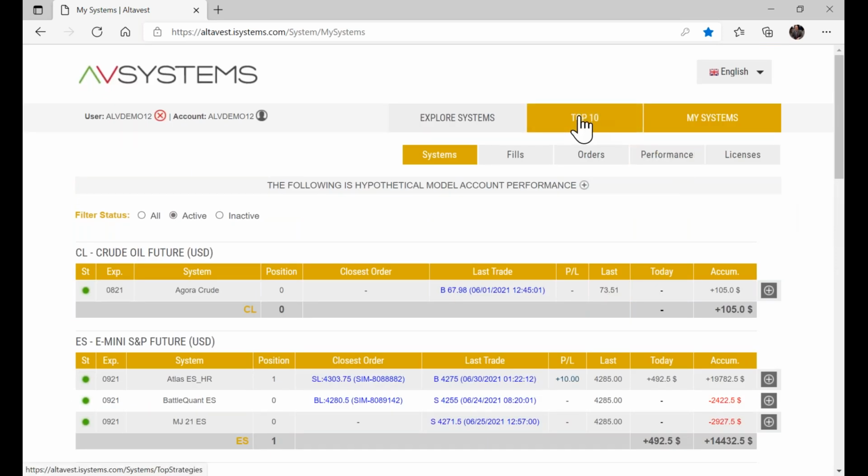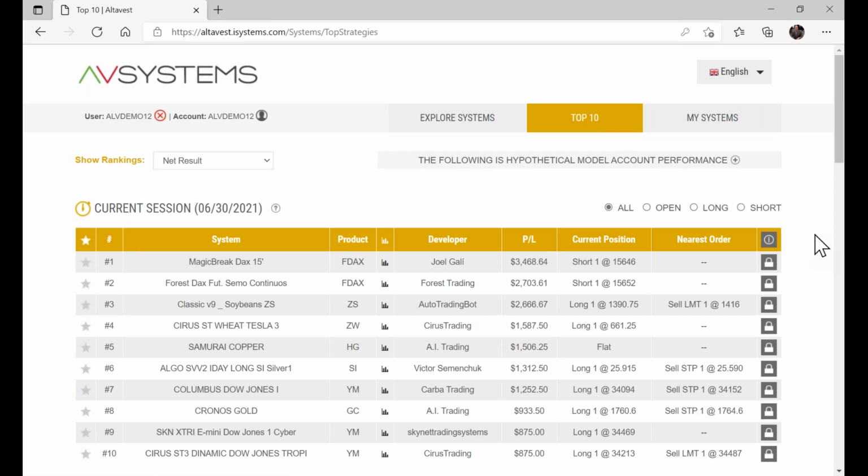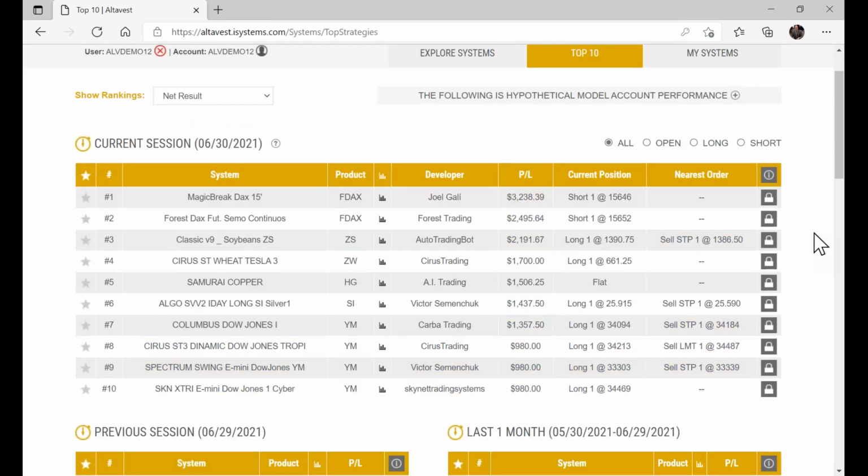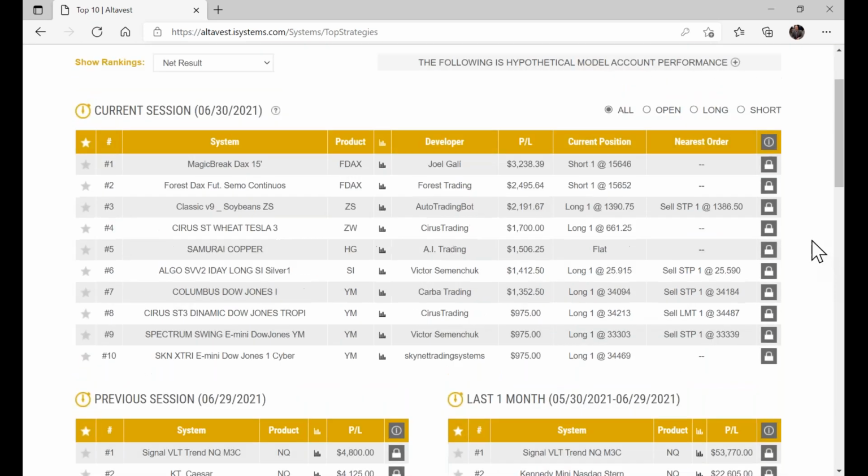And let's run here and look at the top 10 real quickly. So this is how you can get a brief overview of the best trading systems on a daily basis, day by day. So the current session here. These are the top 10 trading systems for the day. You see soybeans, you see wheat, copper, that one we looked at, Samurai Copper, silver, the mini Dow. So there you have it. That's how you simply look at the top 10 for any given time period.